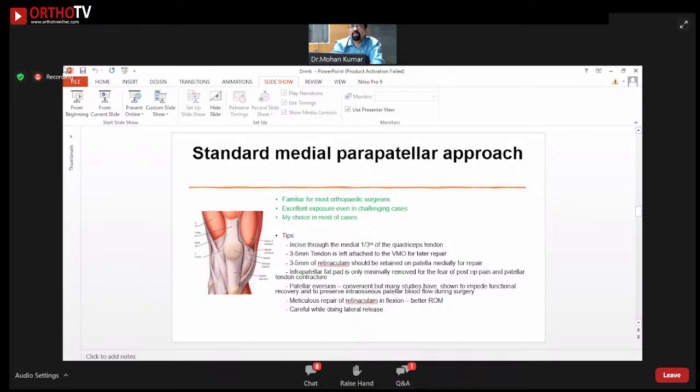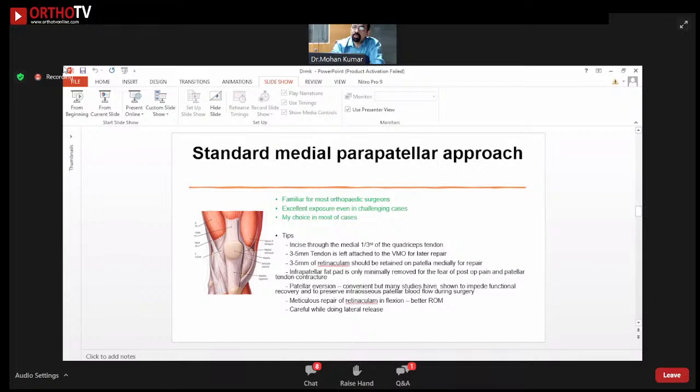So the tips are, you should keep 3 to 5 millimeters of the tendon on the medial side. You should not incise through the muscle, that is the VMO. You have to keep a small sleeve of the tendon attached to the muscle, because muscle to tendon suturing may not be as functional as a tendon to tendon repair. So you have to incise through the tendon.